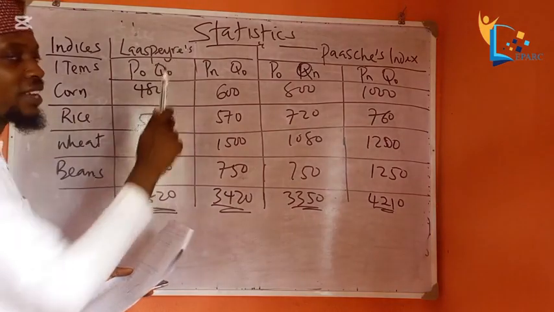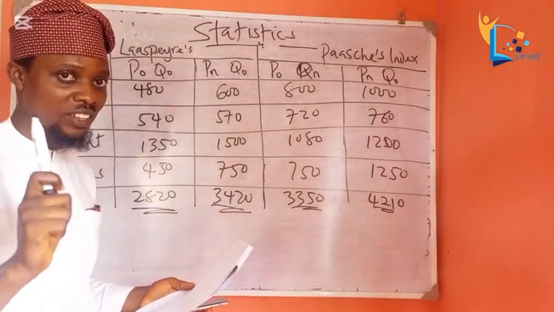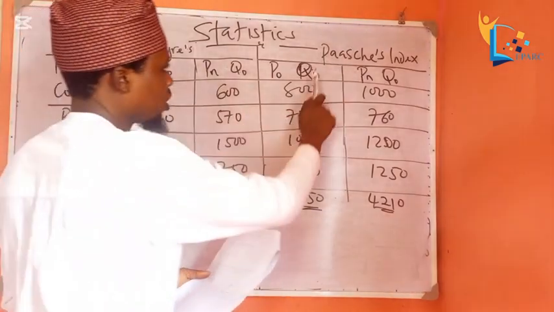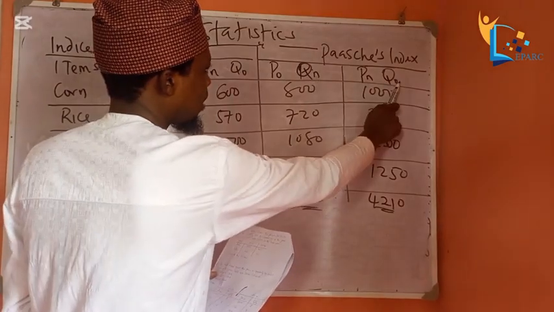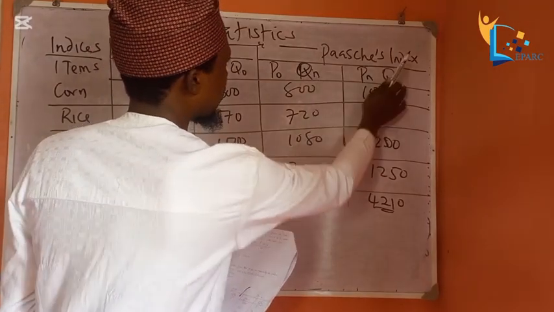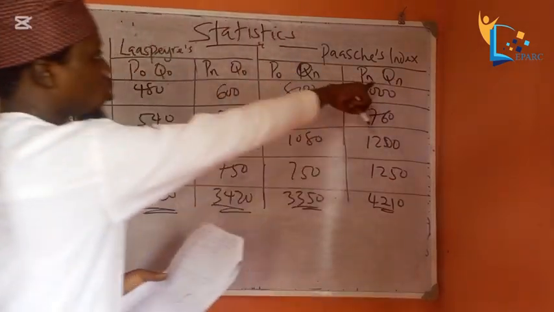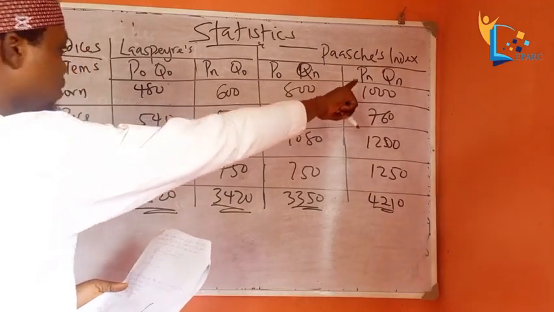Now, for Laspeyre's, remember, base quantities are used for Laspeyre's, okay? Base quantities for Laspeyre's. Why for Paasche? We have current quantities, sorry, this is N. Current quantities are used for Paasche, okay?